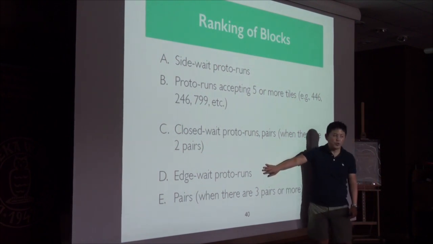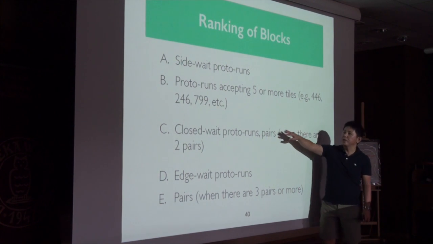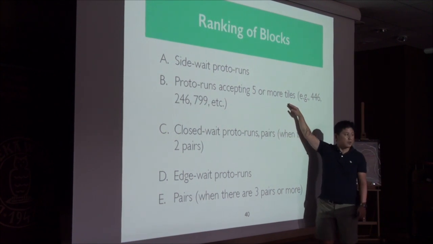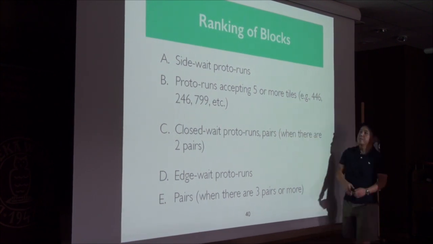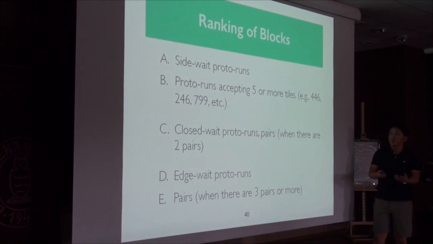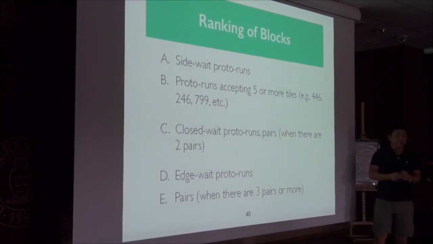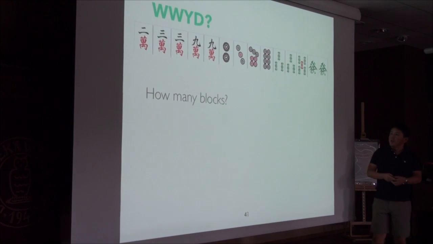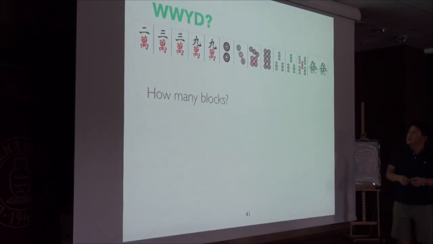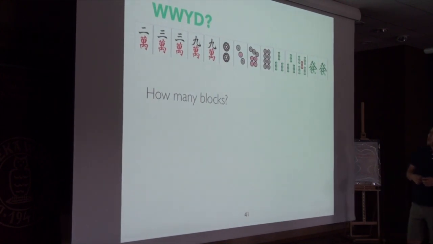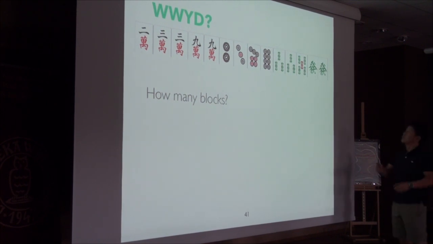Then you move on to edge weight and then closed weight, and then discard this. And when you have 2 or more sideways protrans, you choose between them. Right. So let's do some more exercises. How many blocks are there, and which blocks are weaker than others?